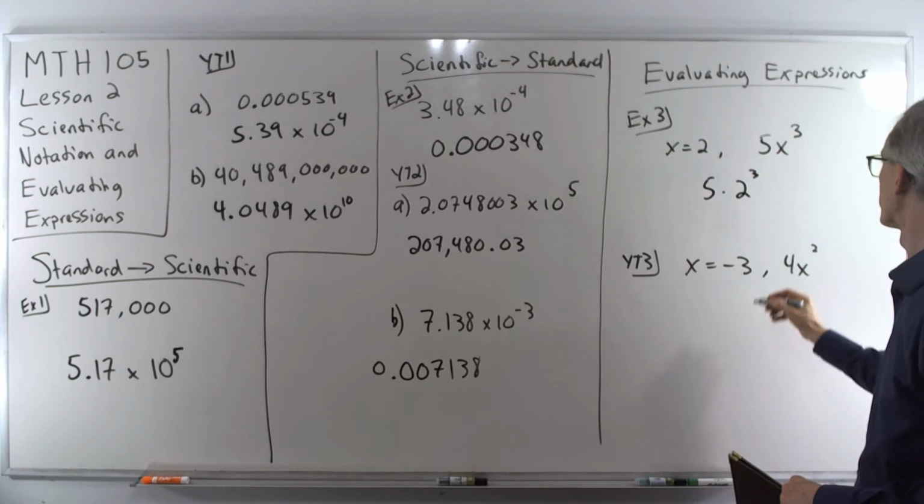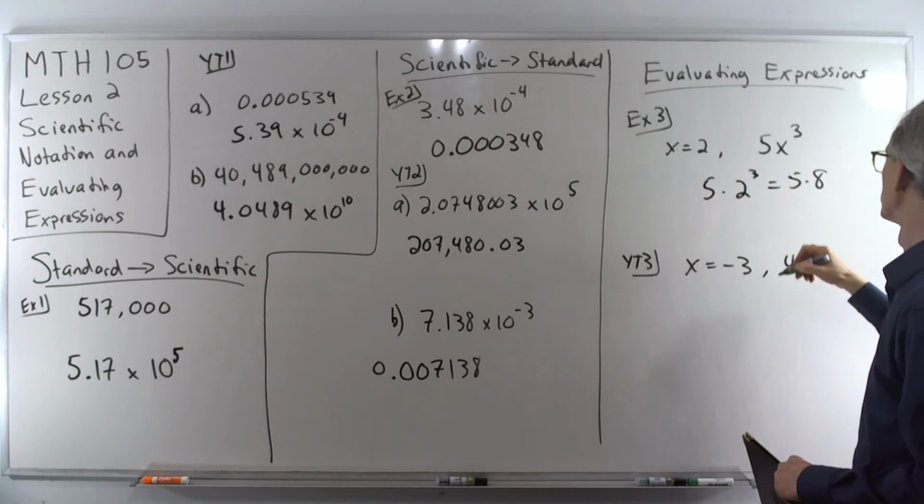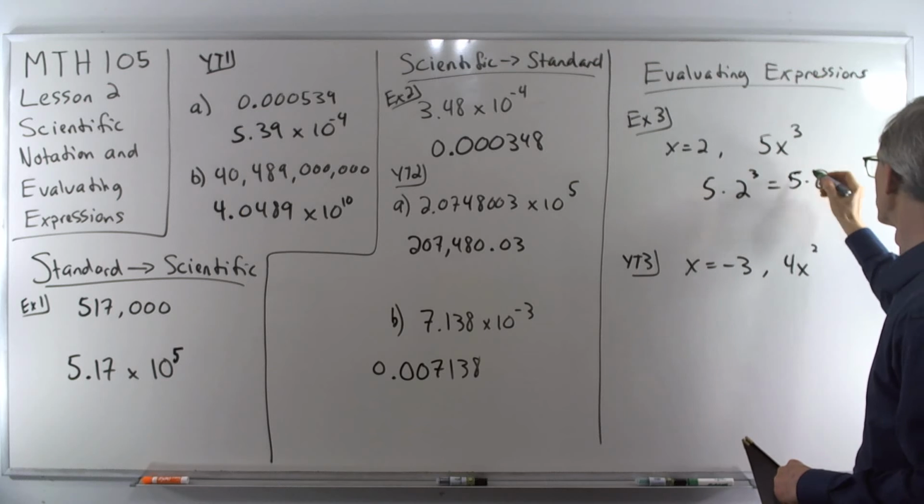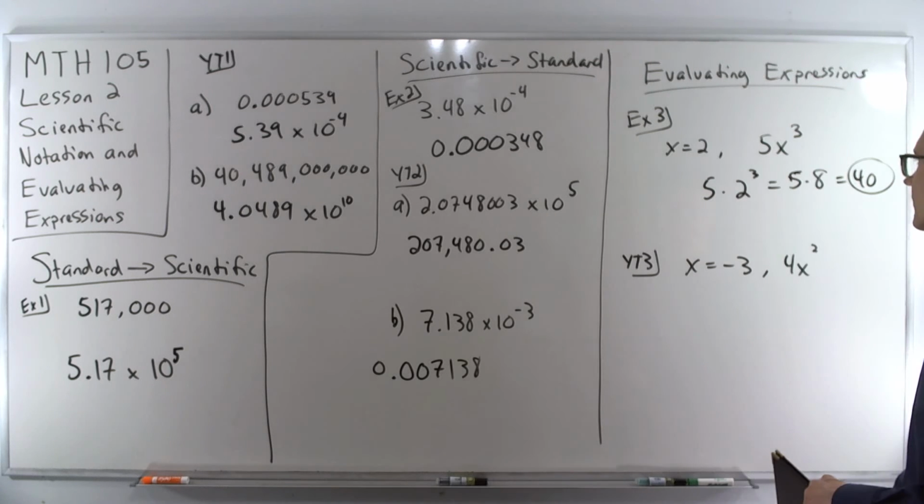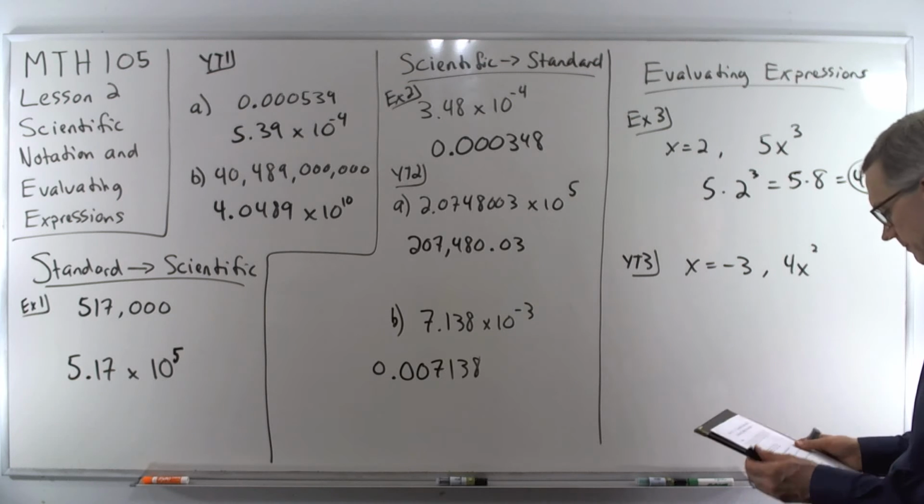So 5 times 2 to the third, 2 to the third is 8. Now we're using order of operations, exponent first. And 40 for that one. Your turn, number 3.